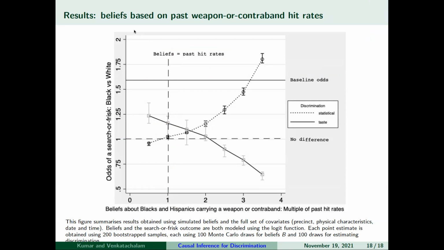I just wanted to ask one, do you have any information on the police officers themselves? No. There are some papers where they observe the race of the police officer themselves, and they use that as a way of identifying taste by looking at the matching of race of the stopped person and the officer, but NYPD data does not give you that. I see. Okay.